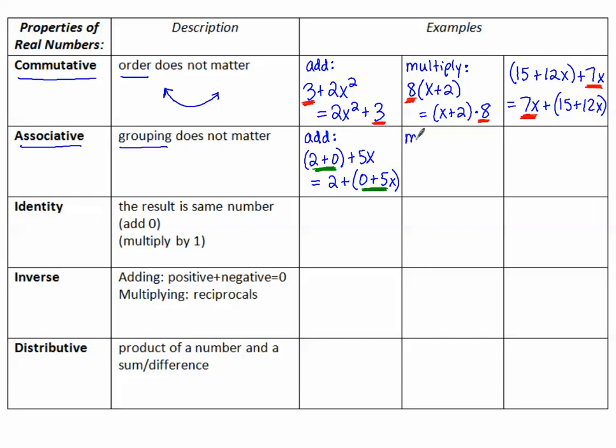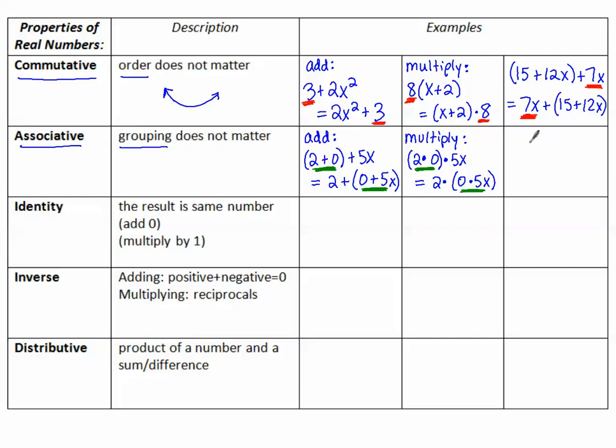Let's look at the associative property for multiplying. 2 times 0 times 5x is the same as 2 times 0 times 5x, with different grouping. Doesn't matter what I multiply first, I'm going to get the same results. See how first I grouped the 2 times 0, and here I'm grouping the 0 times 5x. It works for adding and it works for multiplying.